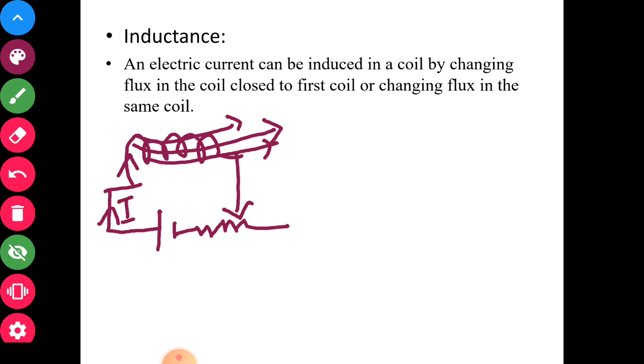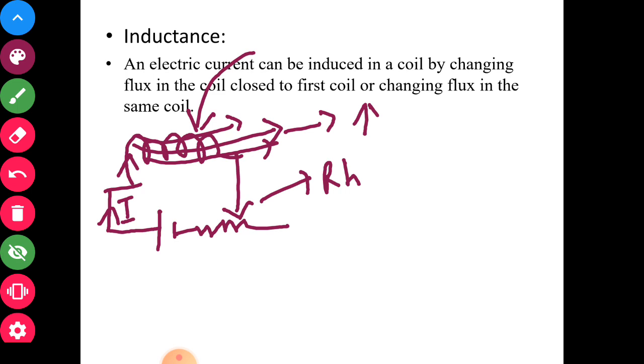Now you are moving this rheostat, and you are changing the current. So what will happen? Either you increase or decrease the current. Say for example, you are increasing the current, then the flux increases. Flux increases means flux changes. What will happen? Induced electromotive force is produced within the coil.